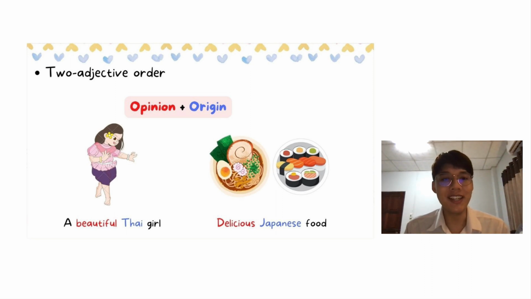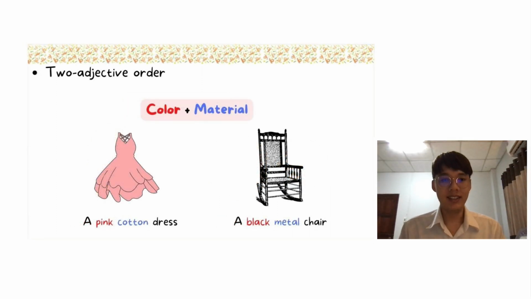The next group is opinion plus origin. There is a beautiful Thai girl and delicious Japanese food. As you can see from the pictures, the opinions, which are beautiful and delicious, come before the origins, which are Thai and Japanese. The next group is color plus material.